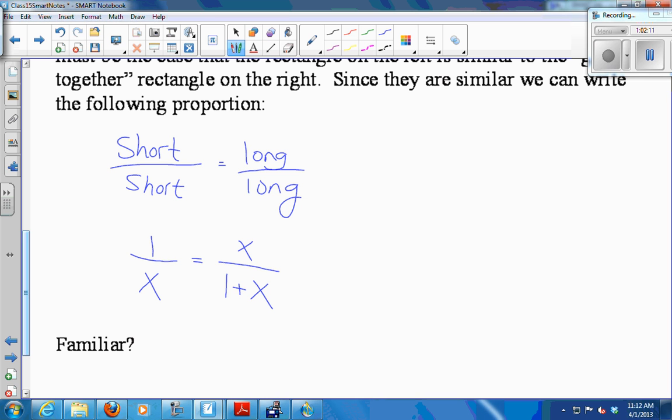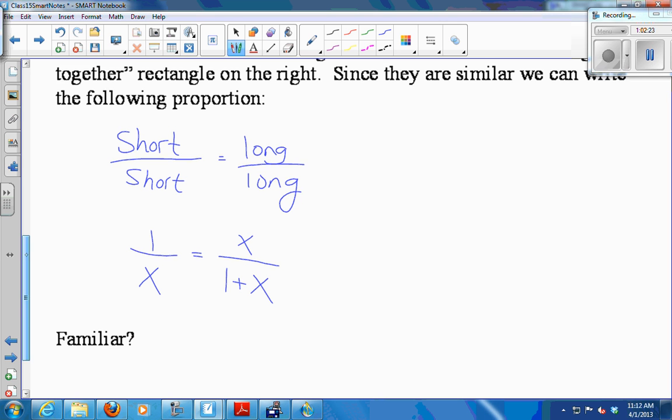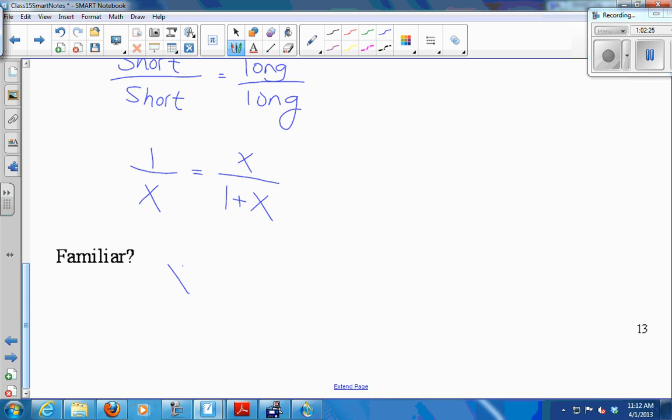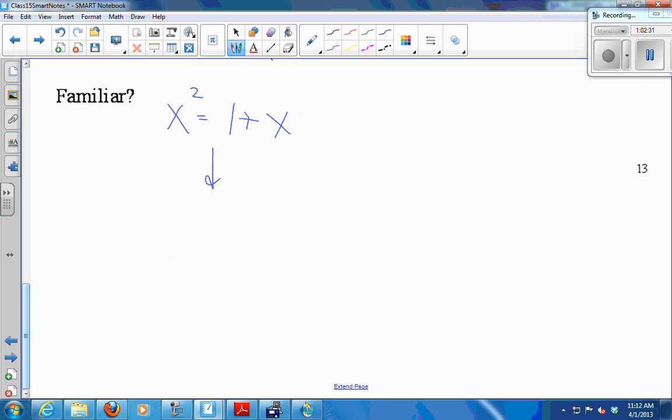Does that equation look familiar? That's the equation we solved to originally find the golden ratio when we were trying to decide where to cut a line that would make it the prettiest. So this is x squared equals 1 plus x. We know the solution to this equation is x equals 1.61803.